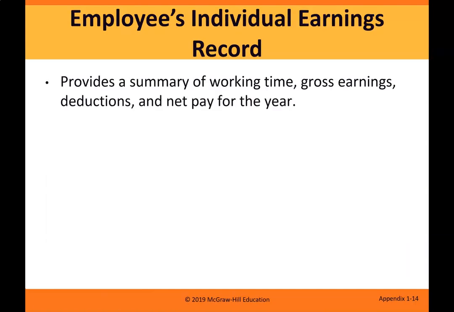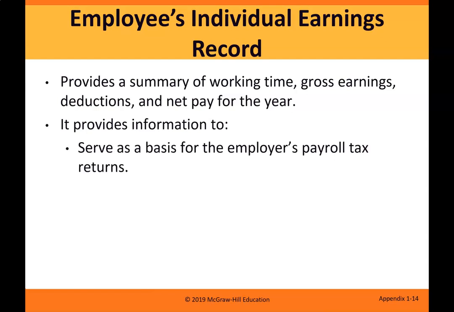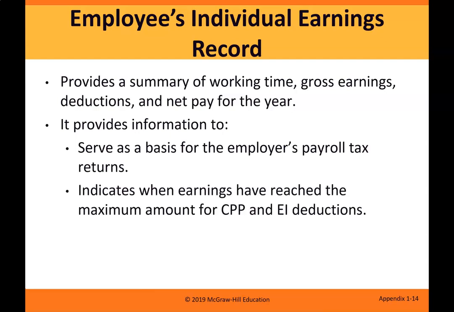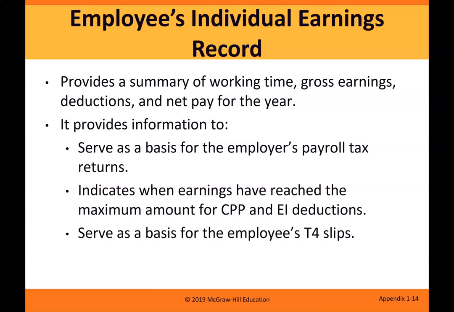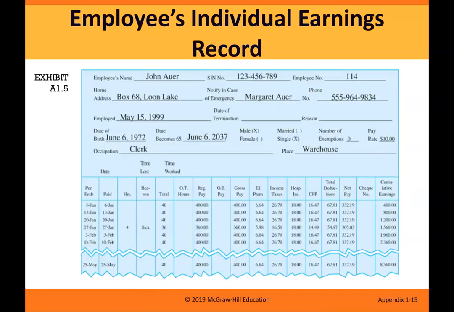The employee's individual earnings record provides a summary of working time, gross earnings, deductions, and net pay for the year. It provides information to serve as a basis for the employer's payroll tax returns, indicates when earnings have reached the maximum amount for CPP and EI deductions, and serves as a basis for the employee's T4 slips. Employee's individual earnings record, Exhibit A1.5.